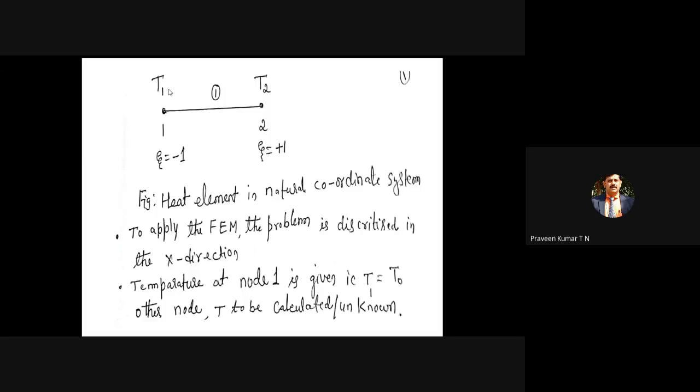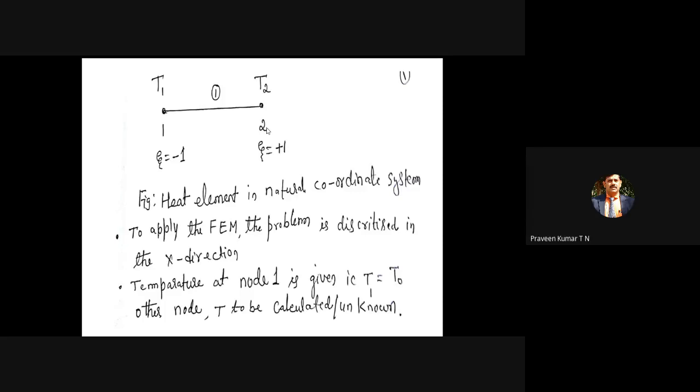What is the purpose of interpolation function, I am briefing it once again. Once you know the temperature at T1, let it be 100 degrees Celsius, and temperature at T2, let it be around 500 degrees Celsius. This temperature at T1 and temperature at T2 we are getting by the equilibrium equation.